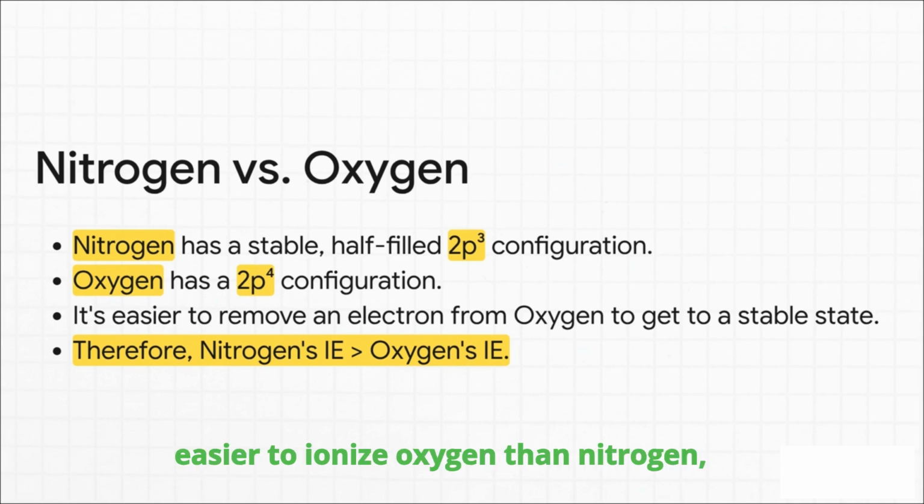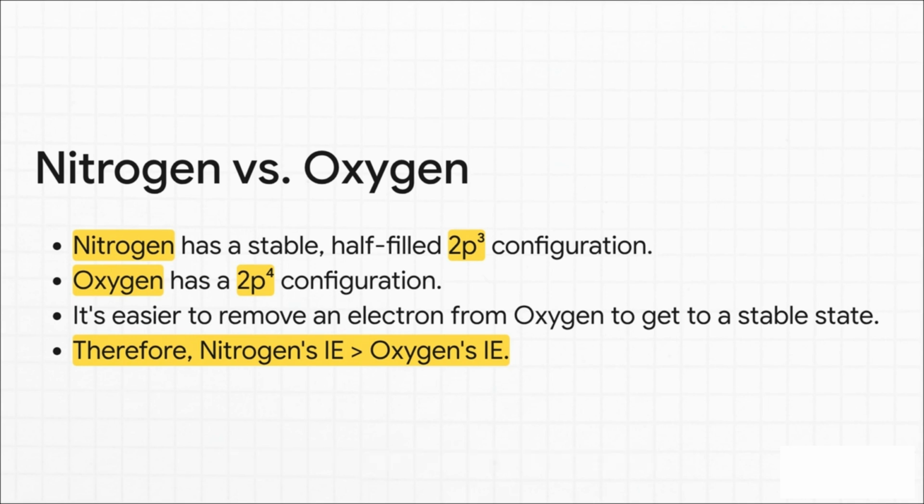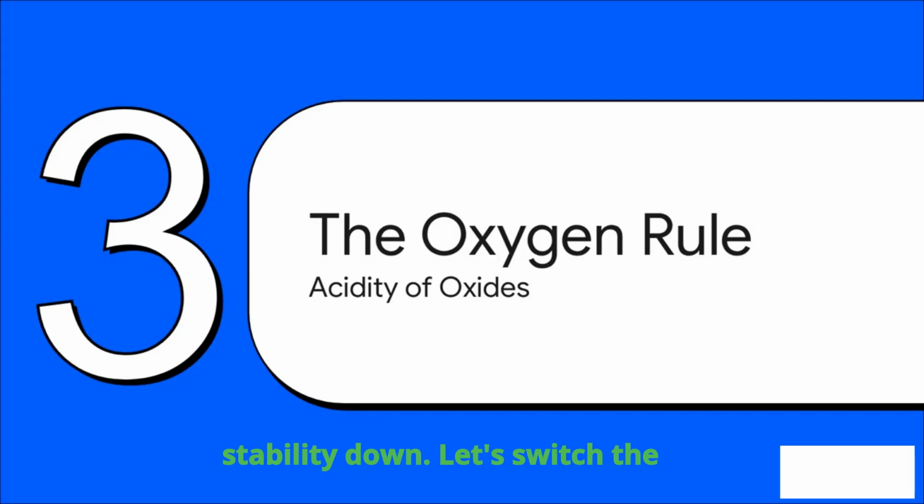So it is actually easier to ionize oxygen than nitrogen, right? But the trend flips again. Fantastic. Now that we have got the stability down, let's switch gears to tackle acidity.